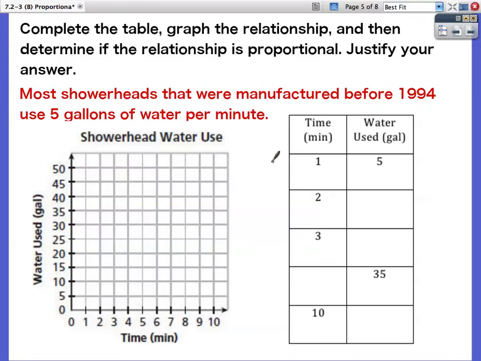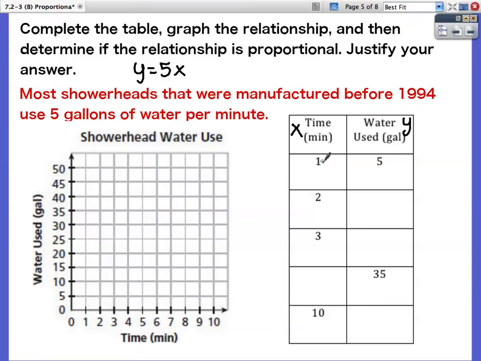One more example. This is the same directions, but the problem's slightly different. It says most shower heads that were manufactured before 1994 use 5 gallons of water per minute. Well, that's a pretty easy rule, where x represents the time in minutes and y represents the water used in gallons. The total gallons used would be 5 times however many minutes the shower head is being run.